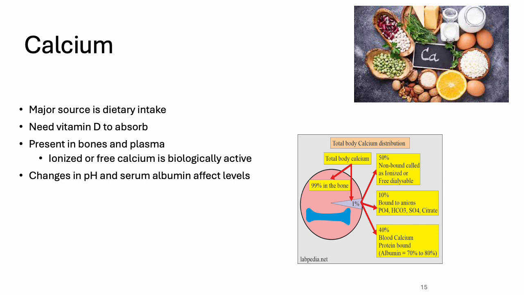Where can we find calcium? Well, it's present in bones and plasma. It's either ionized or free calcium. And changes in pH and serum albumin can affect calcium levels. So the serum pH influences how much calcium is ionized or bound to albumin. A decrease in plasma pH, so if somebody has acidosis, decreases calcium binding to albumin, leading to more ionized calcium. And then the opposite: an increased plasma pH, your alkalosis, increases calcium binding, leading to decreased ionized calcium.